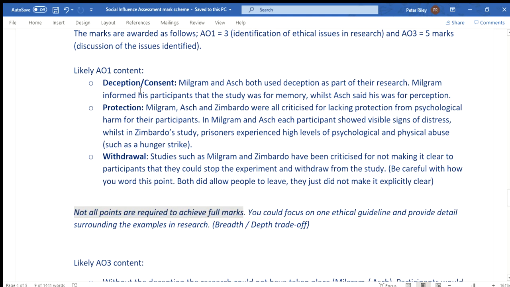Now I've put there, you don't need to talk about all of those points to achieve full marks. So if you've only talked about deception and consent and protection and not withdrawal, then that's absolutely fine. You can still get the full 3 marks for doing that. There's a breadth-depth trade-off. You can either talk about all 3 in not as much detail, or you might want to just focus on one, such as withdrawal, and go into a lot of detail in your application and explain why that's such an issue in studies such as Milgram and Zimbardo.